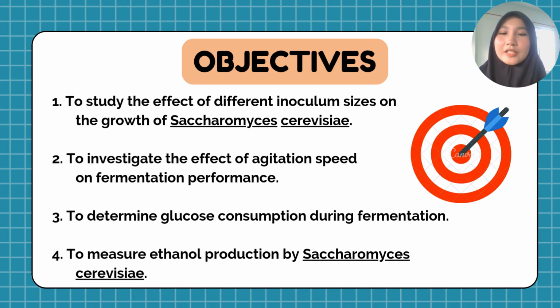Next, the objectives of the experiment were, first, to study the effect of different inoculum sizes on the growth of Saccharomyces cerevisiae. Second, to investigate the effect of agitation speed on fermentation performance. Third, to determine the amount of glucose consumed during the fermentation process. Finally, to measure the ethanol produced by Saccharomyces cerevisiae under different operating conditions. Through this experiment, the optimal conditions for yeast fermentation can be identified, leading to more efficient substrate utilization and ethanol production.